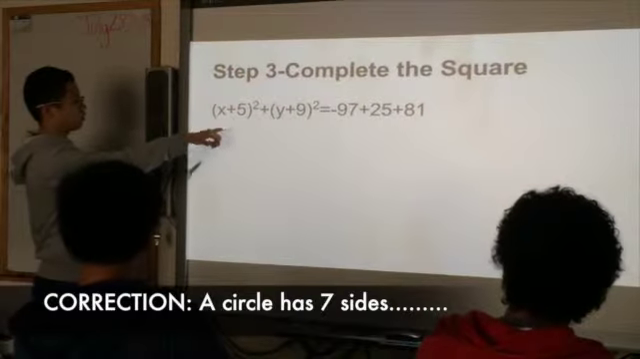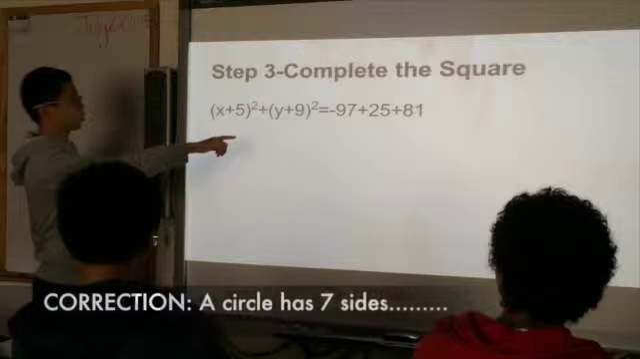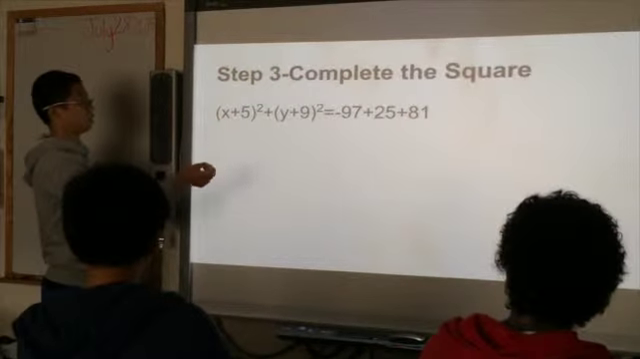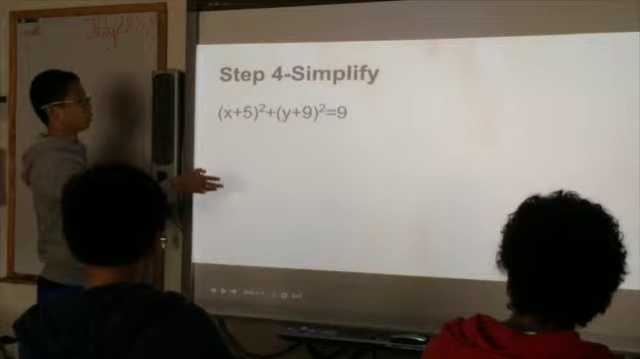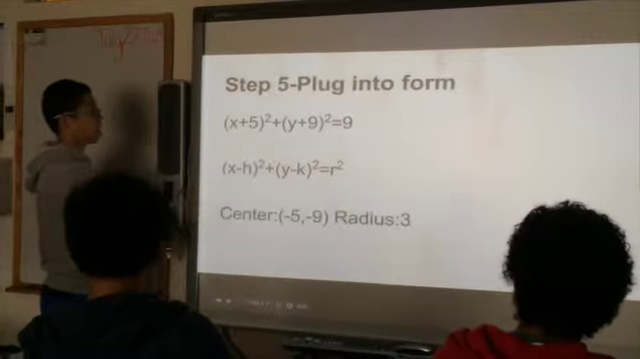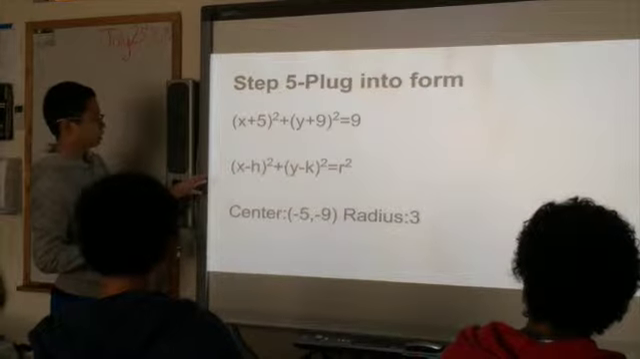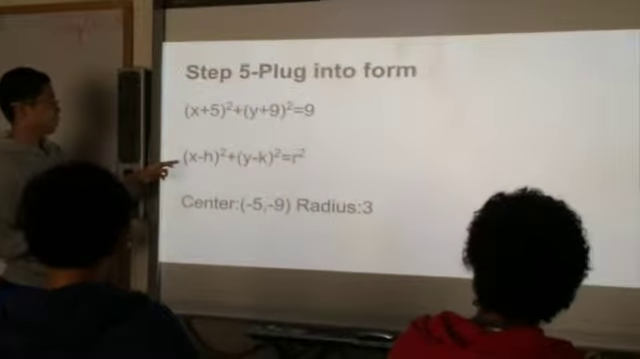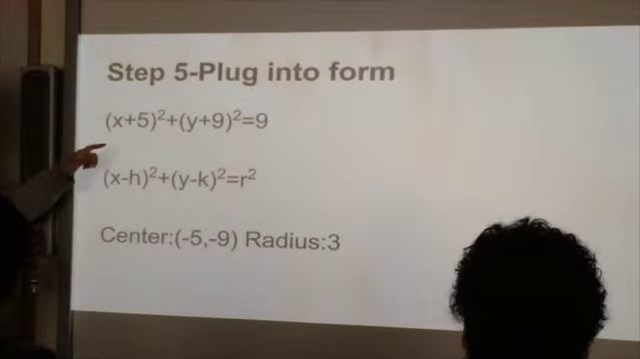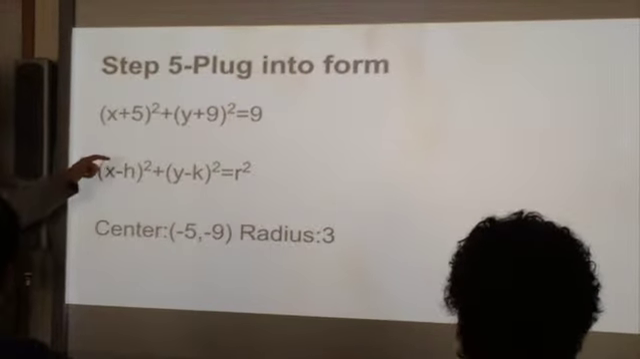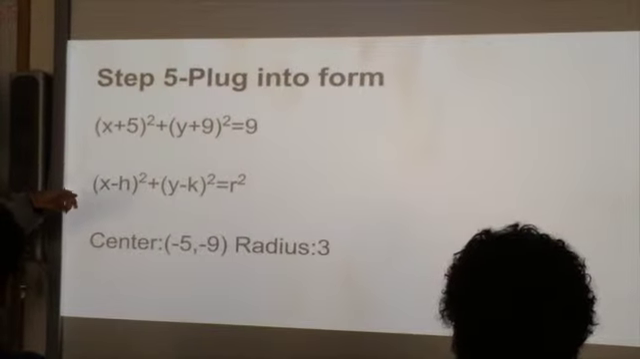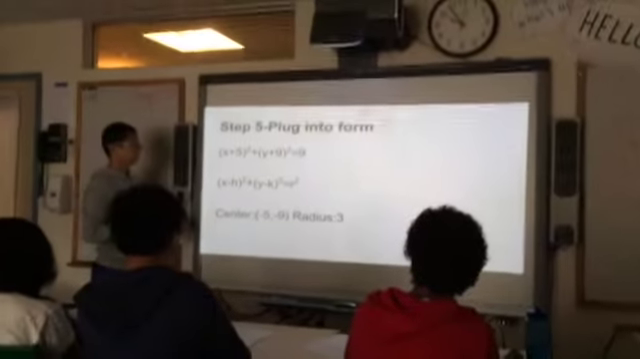Now, (x plus 5) squared plus (y plus 9) squared equals negative 97 plus 25 plus 81. And then you simplify it. And then you plug it into the equation of the circle. So h is negative 5 because negative 5 is plus 5. And then k is negative 9 because y minus negative 9 is y plus 9. And the radius is 3 because 3 squared is 9.